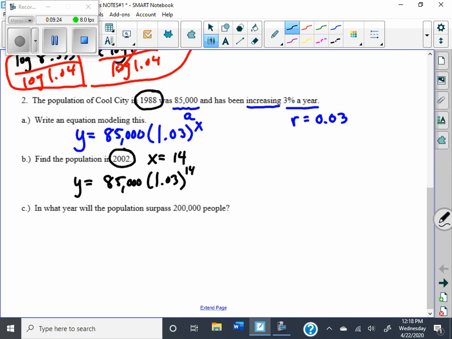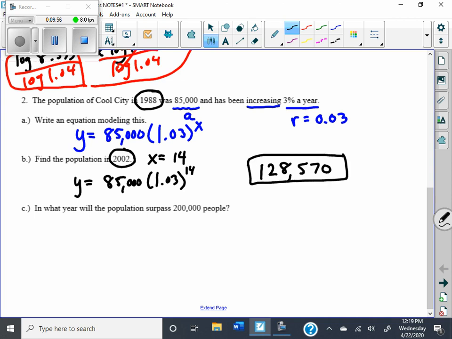All right, so let's go ahead and put that in the calculator. So 85,000 times 1.03. We're going to raise that to the 14th power. All right, so it looks like about 128,570. Since we're talking about people, we'll probably round to the nearest person, nearest whole number. So 128,570.